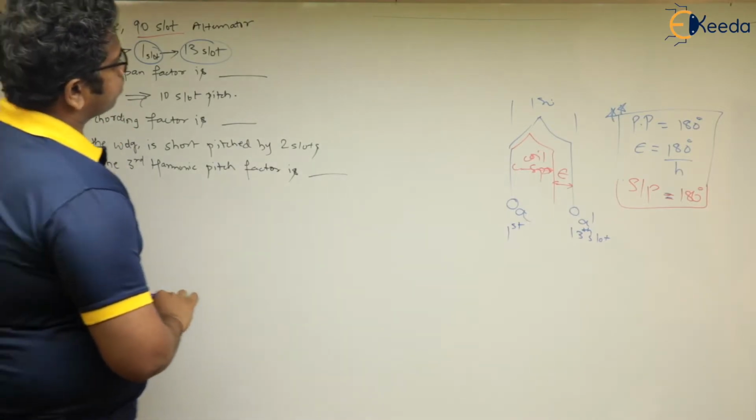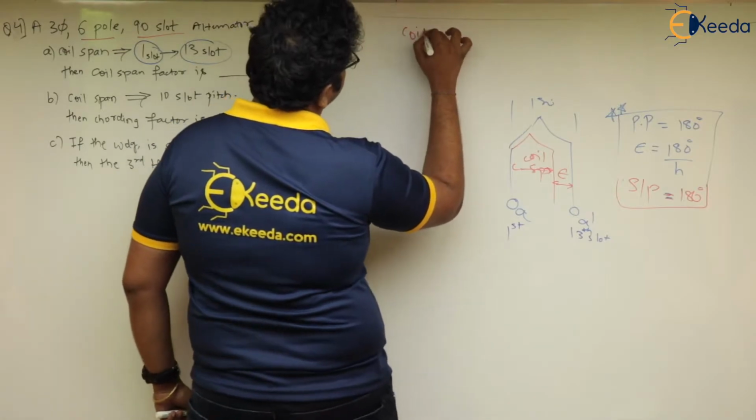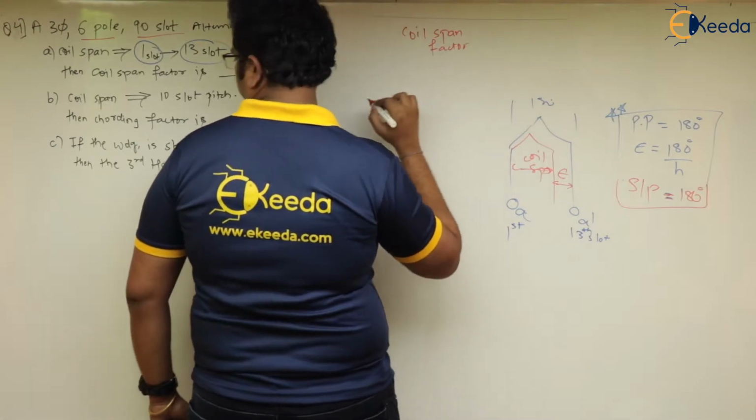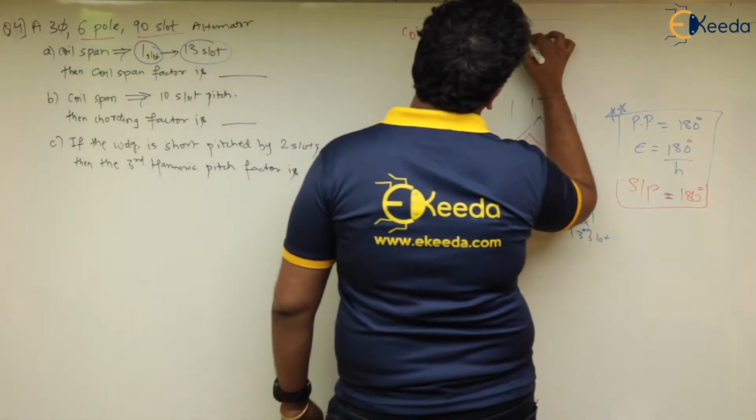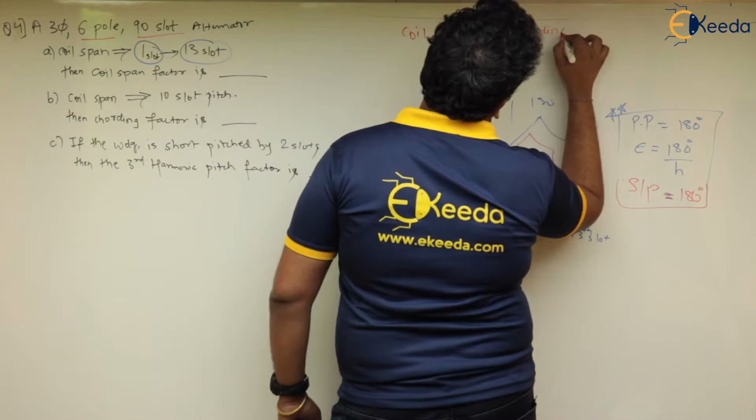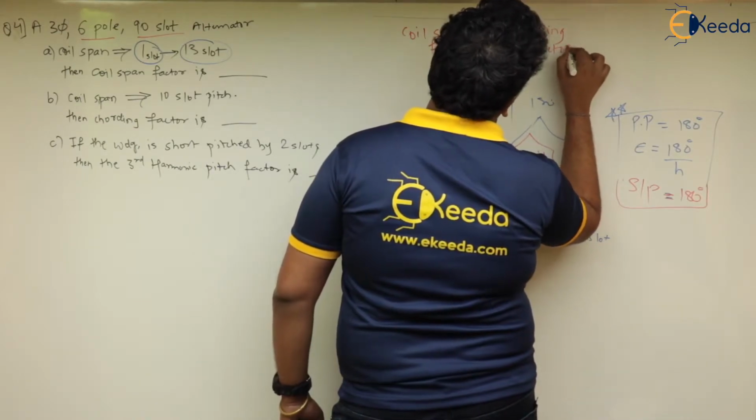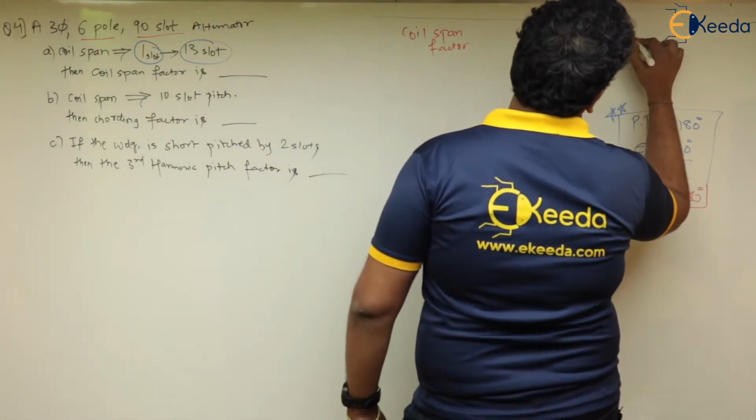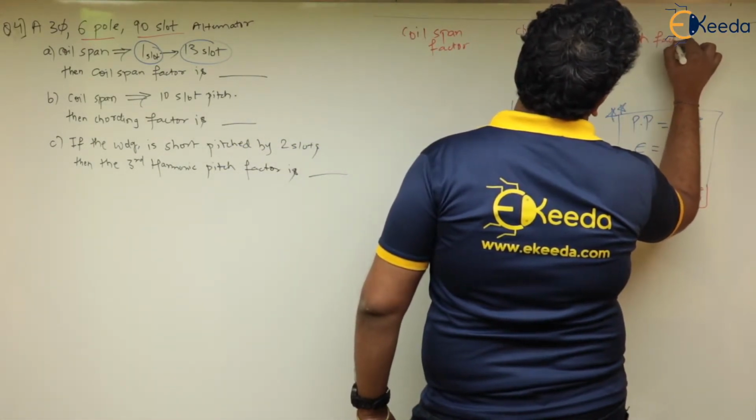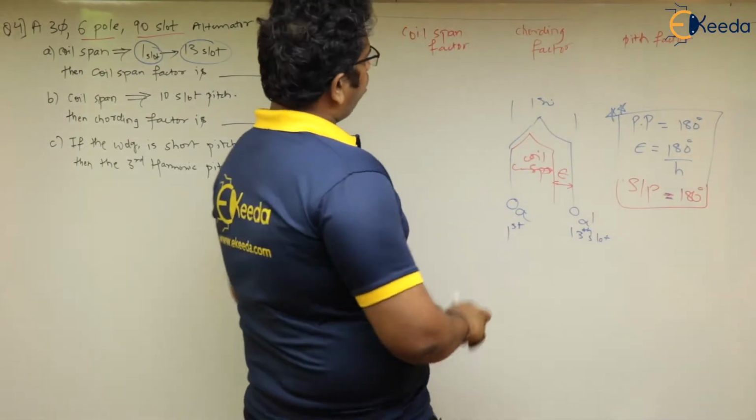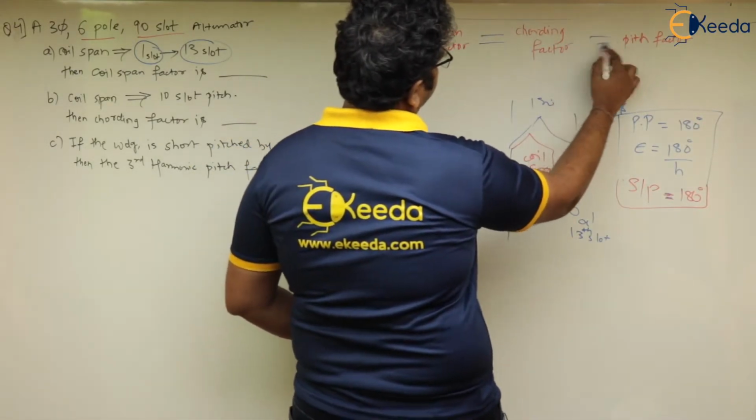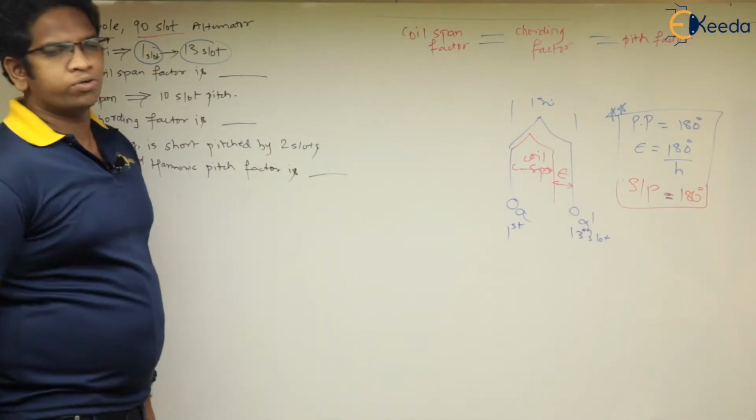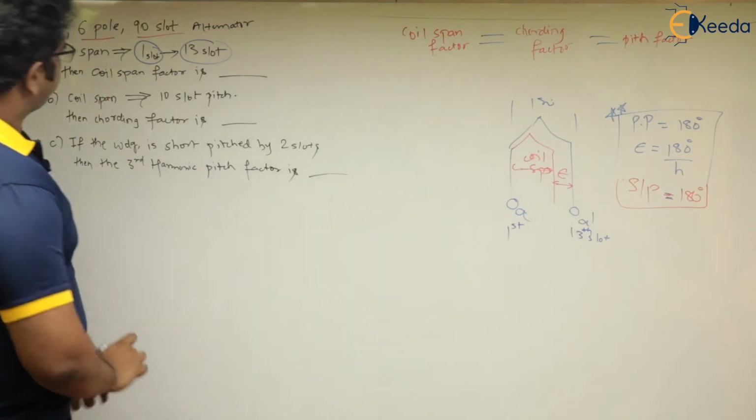Now see here, let me tell you one thing. Coil span factor, or what do you say, chording factor, and this one, pitch factor. All are the same. They are just different names. In exams, they may ask you that way. Nothing else.